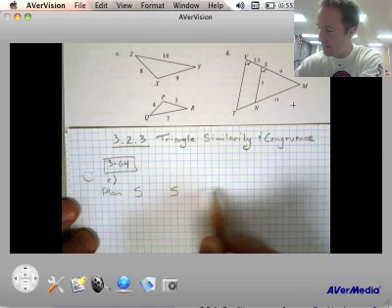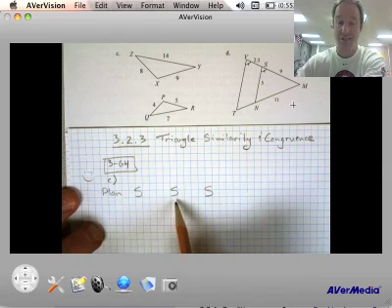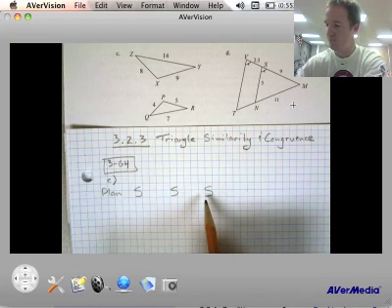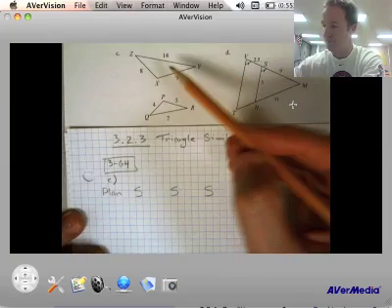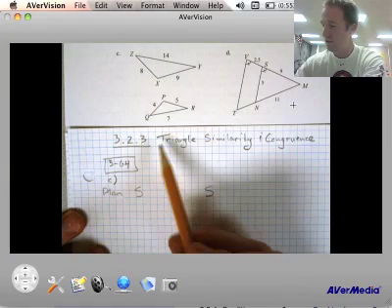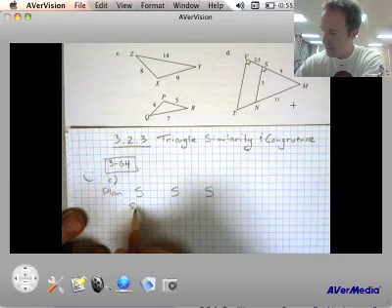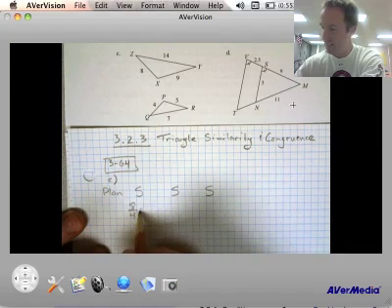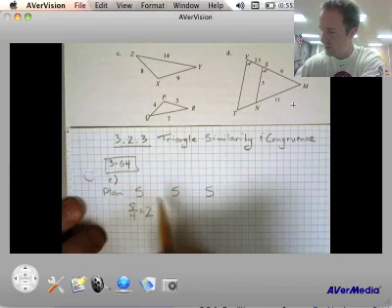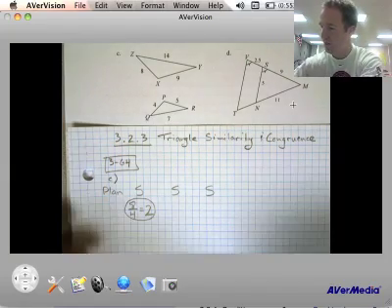Side, side, side. And the plan tells us that we need 3 pairs of side ratios that are the same. Don't need to worry about any angles. So let's take a look here. 8 is the smallest side in this triangle. The smallest side down here is 4. So those are corresponding. We'll say 8 over 4. And 8 divided by 4 is 2. That reduces to 2. So there is one pair of sides that give us a ratio.